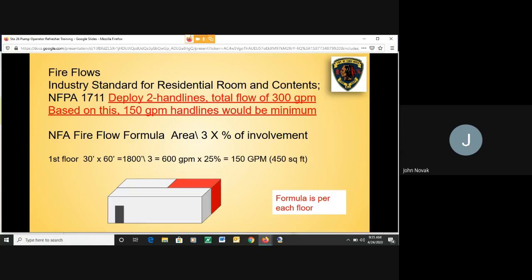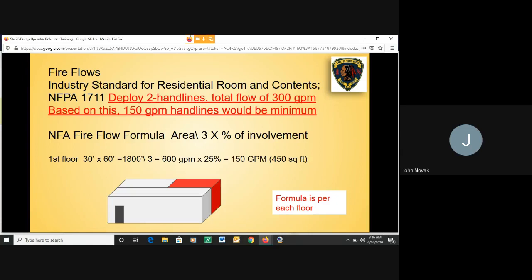So this would come down to about 150 GPM per hand line, which is commonly referred to as industry standard. So that's where that 150 GPM minimum flow to start an offensive fire attack in a residential type building comes from. We can look at the National Fire Academy fire flow formula. It's basically just a guideline to give our fire officers, incident commander, just an idea of how much water he possibly may need based on the building that the fire's in, how far the fire has advanced, that type of thing.